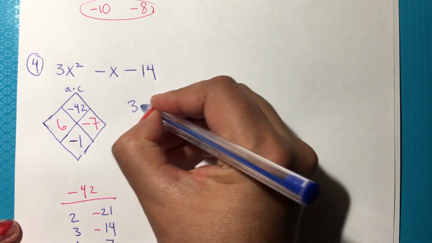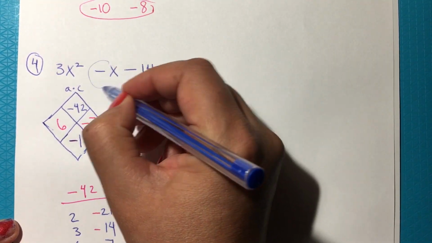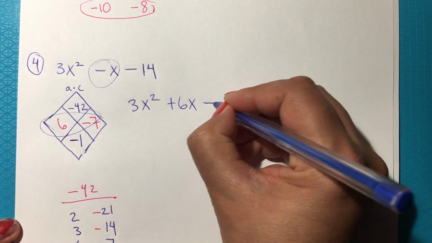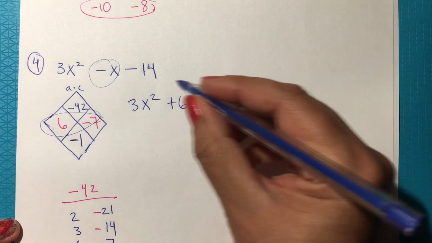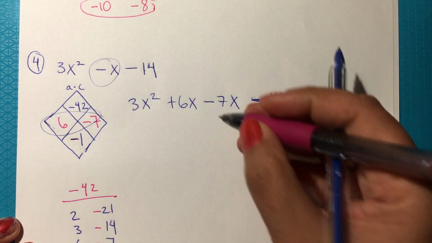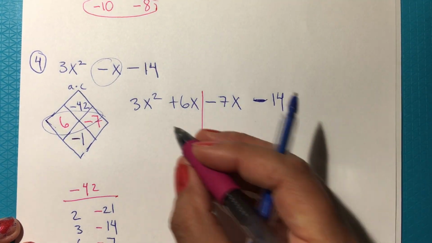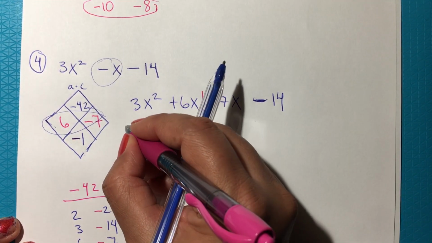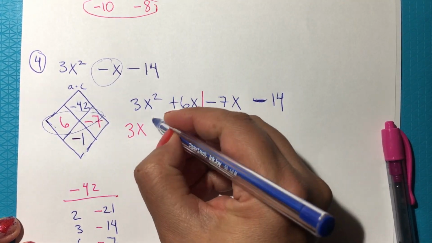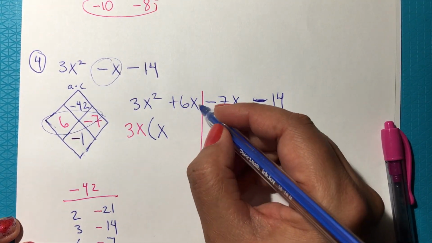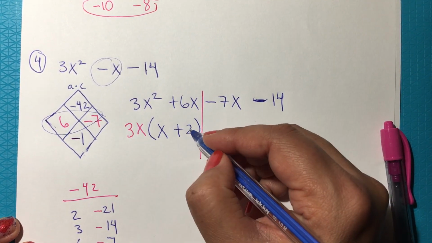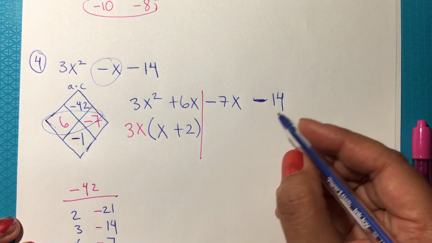The first term stays the same. The middle term is replaced by 6x and negative 7x. And the last term stays the same. We group them. The greatest common factor for both of these is 3x. And so 3x squared divided by 3x is x. 6x divided by 3x is positive 2, because 6 divided by 3 is 2, and x divided by x cancels.